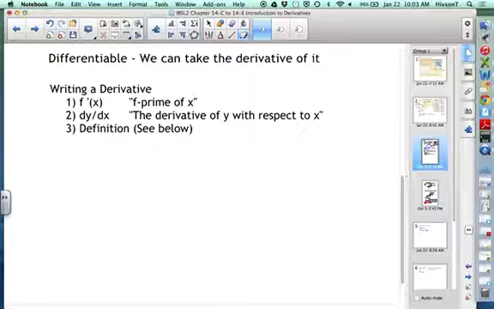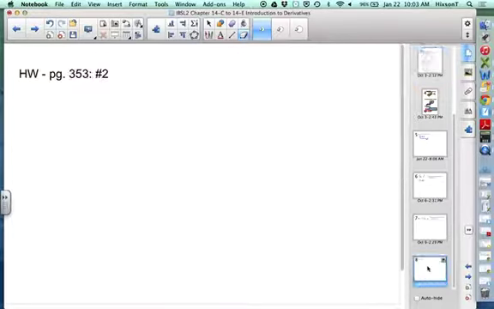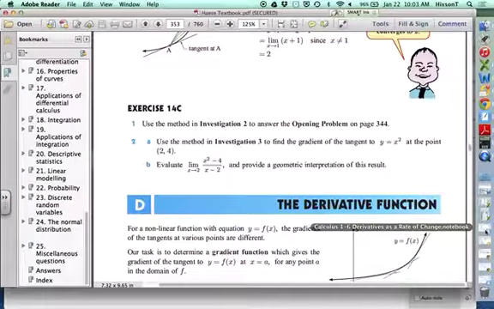Okay, so that's all that we're going to do today. We'll pick up with the definition tomorrow. In the meantime, I gave you problem number 2 on page 353. Let me bring that up here. Using the method in investigation 3, okay? Find the limit there, okay? So, I'll give you guys the last 6 minutes or so to look at that, and then you can be dismissed when the bell goes.